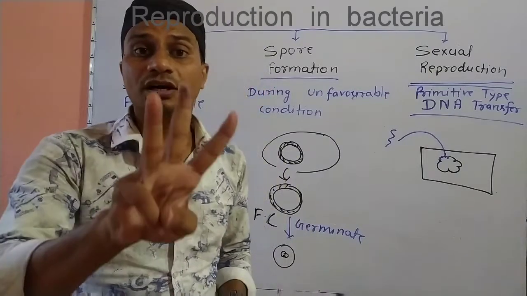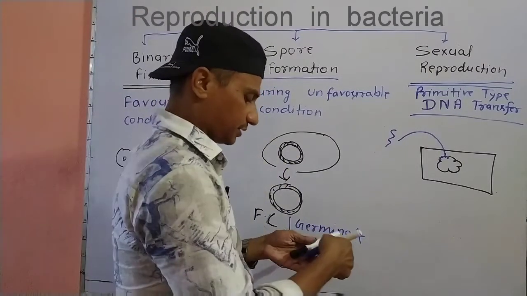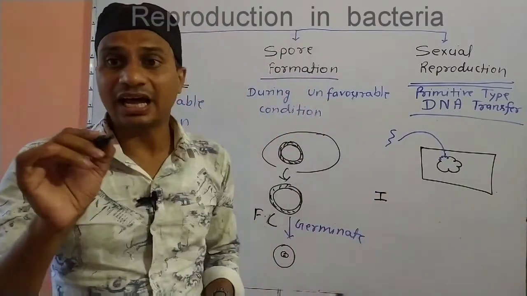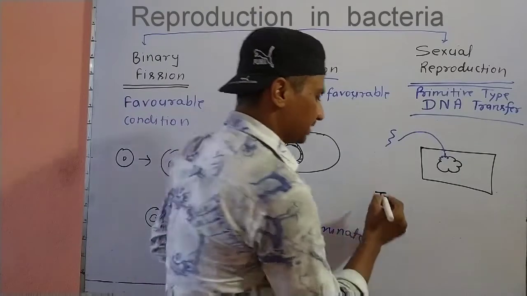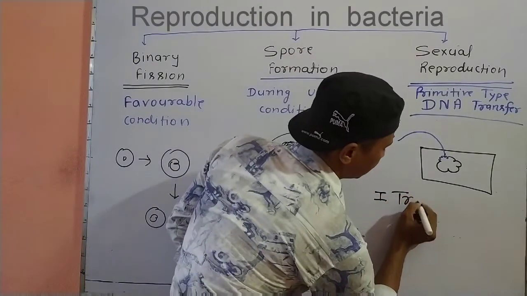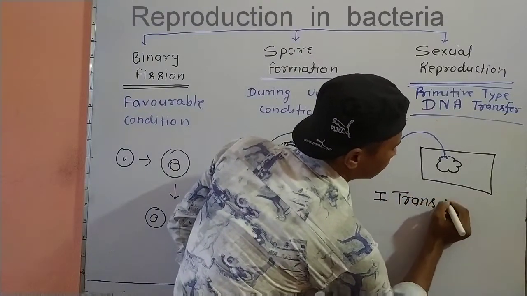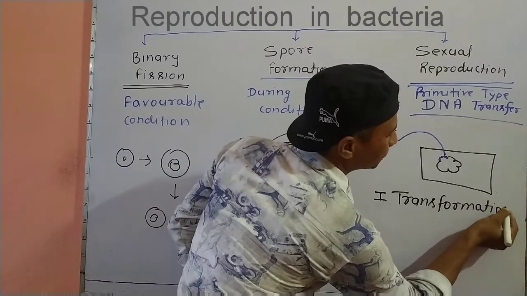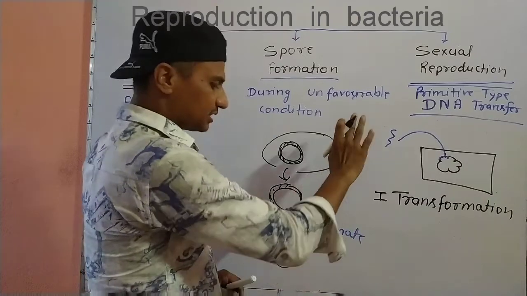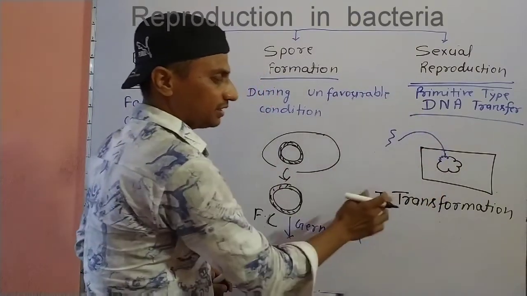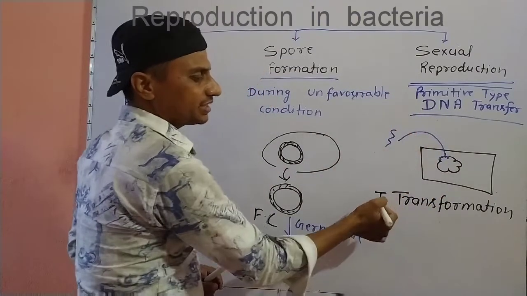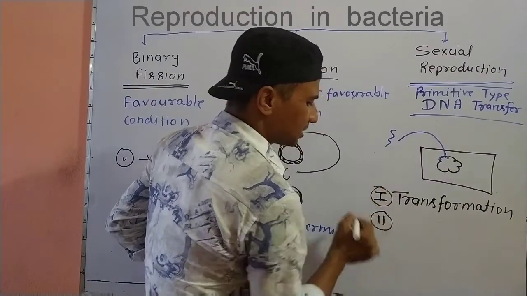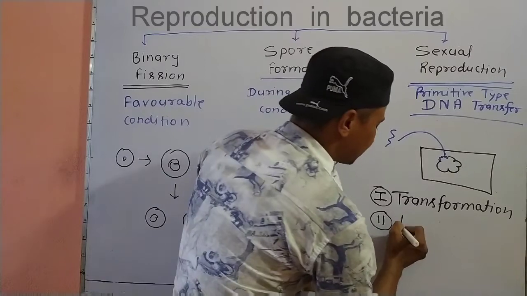Sexual reproduction occurs in three ways. First is transformation. When genetic material comes from the external environment, it is called transformation. Second one is transduction.